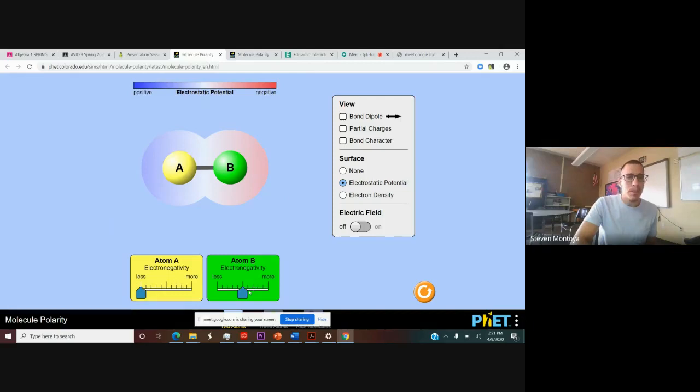So I wonder if this 50% difference works all the time, okay? So let's check it out, right? So I increased the electronegativity of atom A, okay, by 5 tick marks.